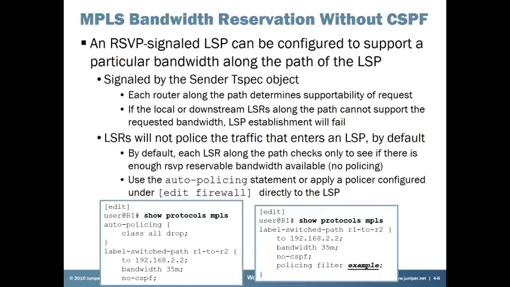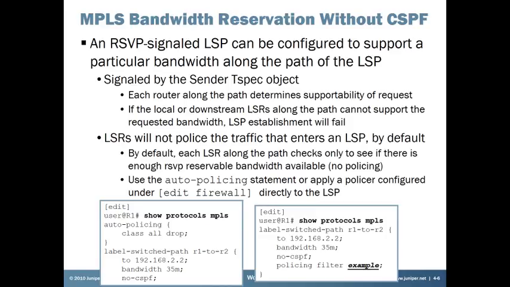Okay, so without CSPF, we can still reserve bandwidth. We can be configured to support a particular bandwidth along the path of the LSP. The object that signals the bandwidth is called a T-spec object. It's just the name of the object. In other words, this is a parameter that gets set along the path where RSVP uses this object to say, I need this much bandwidth on this particular link, or on these particular links.